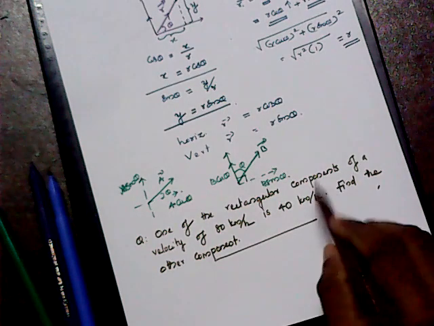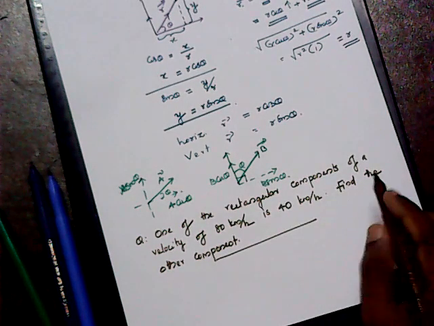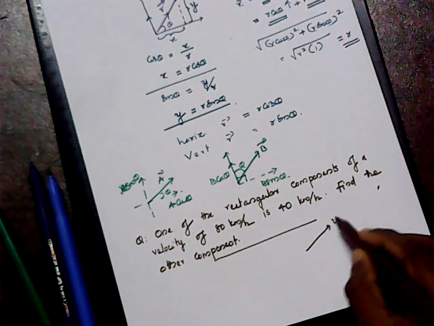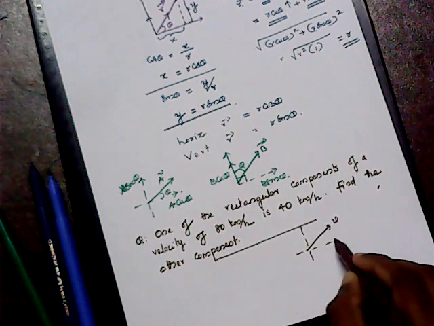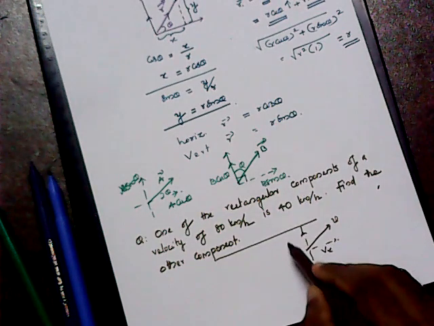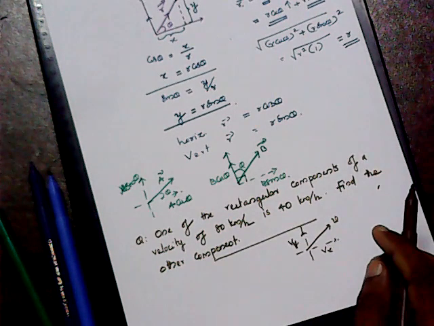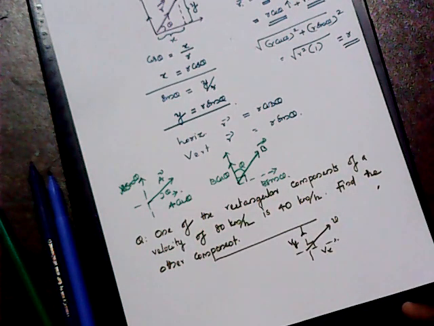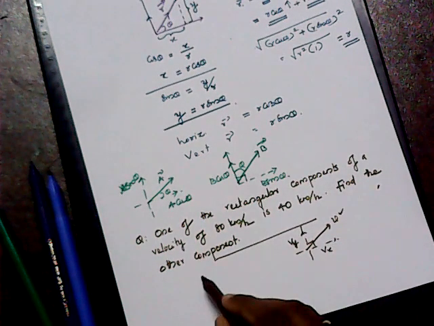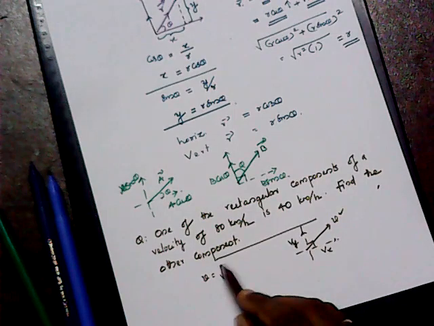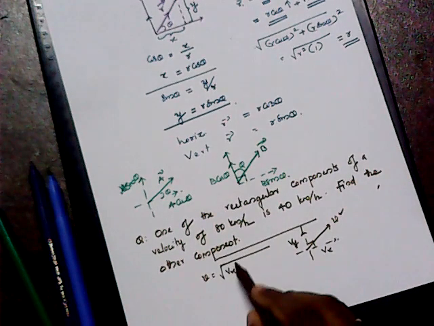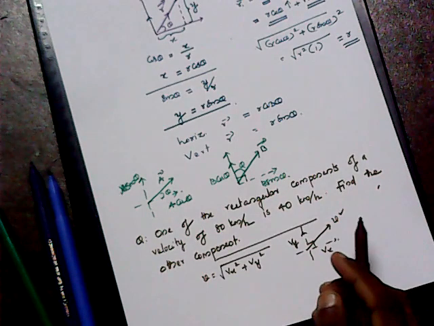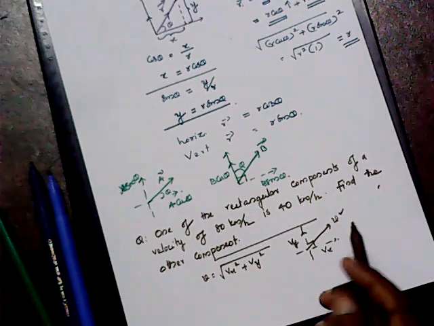The rectangular components means they make an angle of 90 degrees. So then find the other component. If the resultant is V, and one component is X and another component is Y, then what is the concept there? If they are rectangular components, they make an angle of 90. Then how can we find V? We know the concept: V equals root of Vx square plus Vy square plus 2 Vx Vy cos theta.